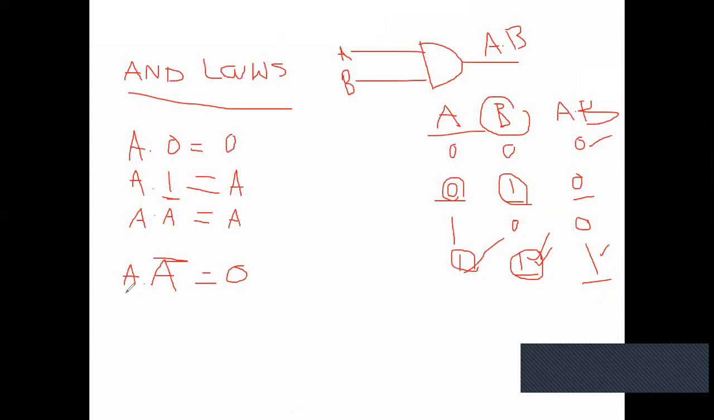That means if A is equal to 1, then what is A bar? 0. What is 1 dot 0 value? 0. Okay. Suppose if A is 0, then what is A bar? 1. What is 0 dot 1? 0 dot 1 value is 0. Okay, so both are zeros. That's why this will be correct here. A dot A bar equal to 0.